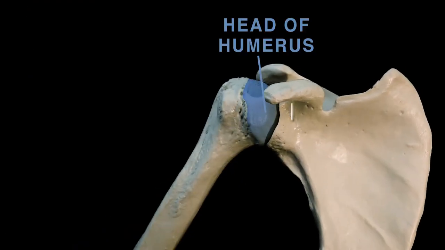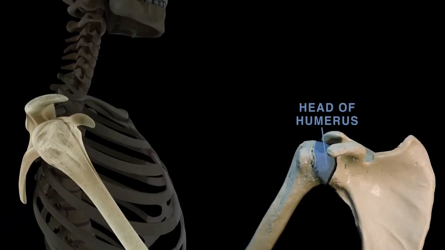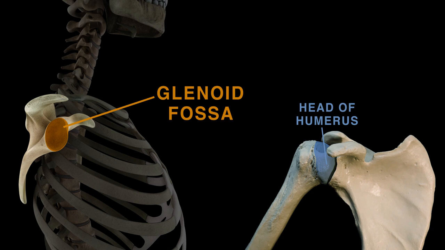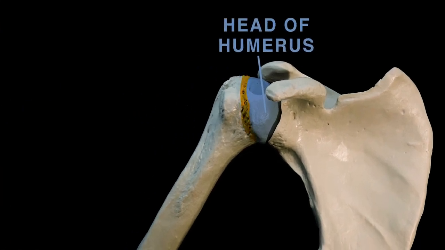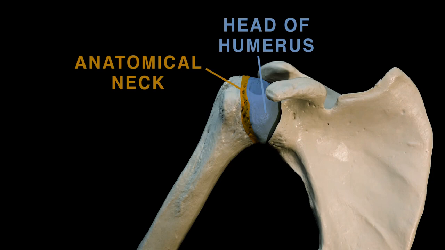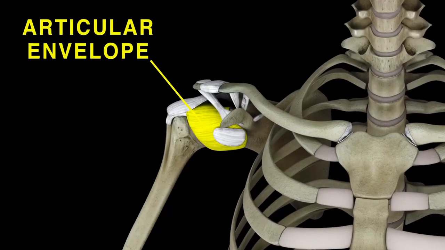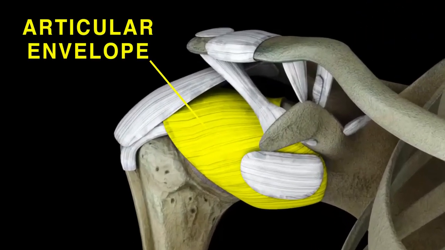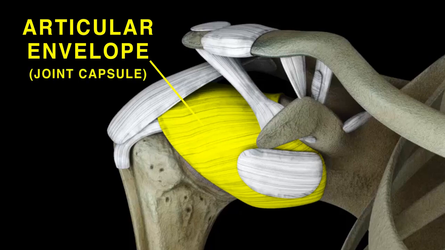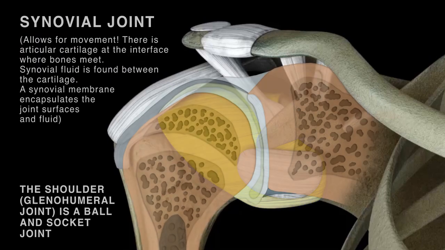The head of the humerus faces medially and articulates with the glenoid fossa of the scapula. The groove that surrounds the articular surface of the head of the humerus is called the anatomical neck. This is where the articular envelope attaches. An articular envelope, also called a joint capsule, is an envelope surrounding a synovial joint.